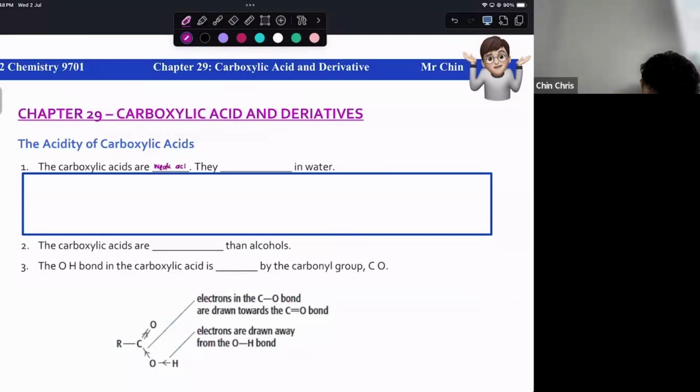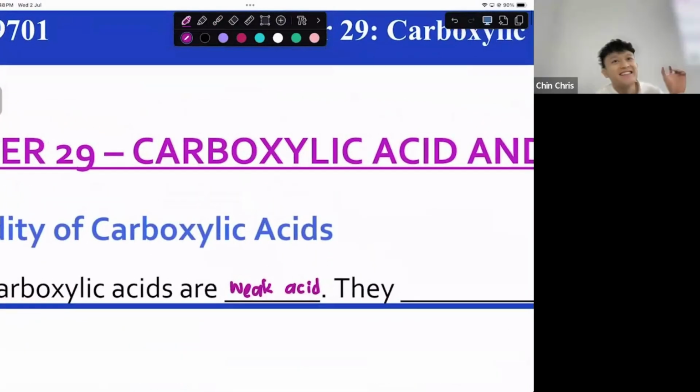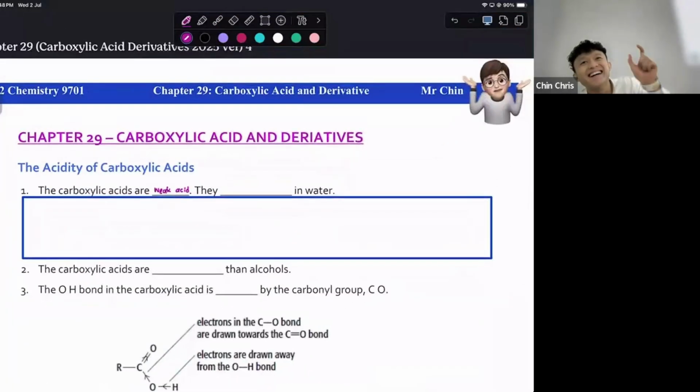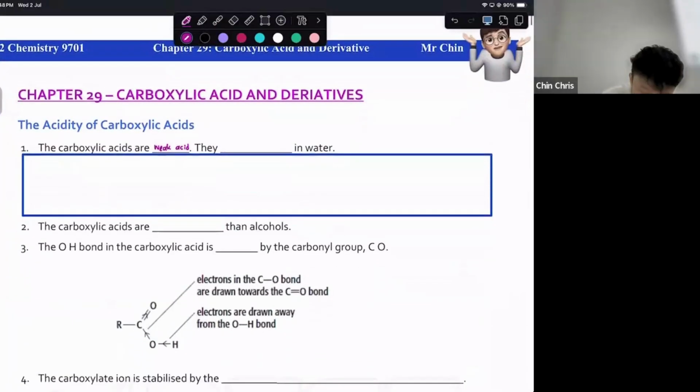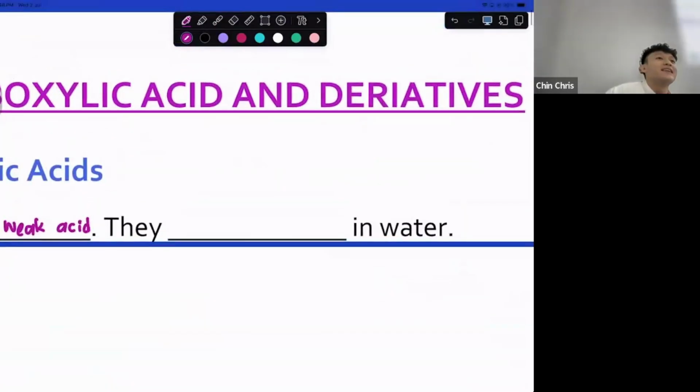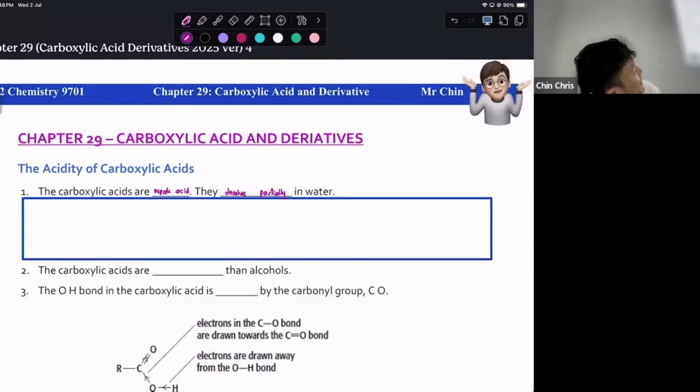Well, I'm very stingy. I give you guys just a tiny bit. I swear, it's every single time. Okay, so this one is lucky, more stingy. When they dissolve, how? Partially, right? Very stingy.